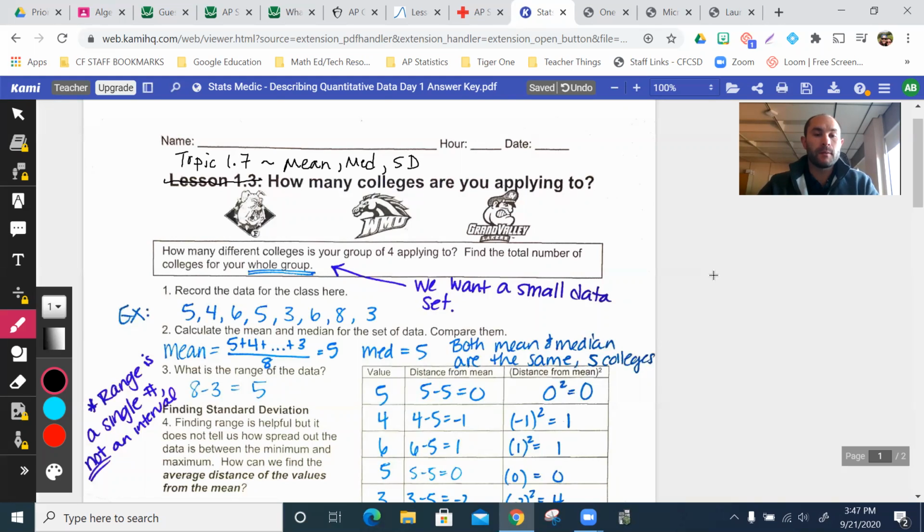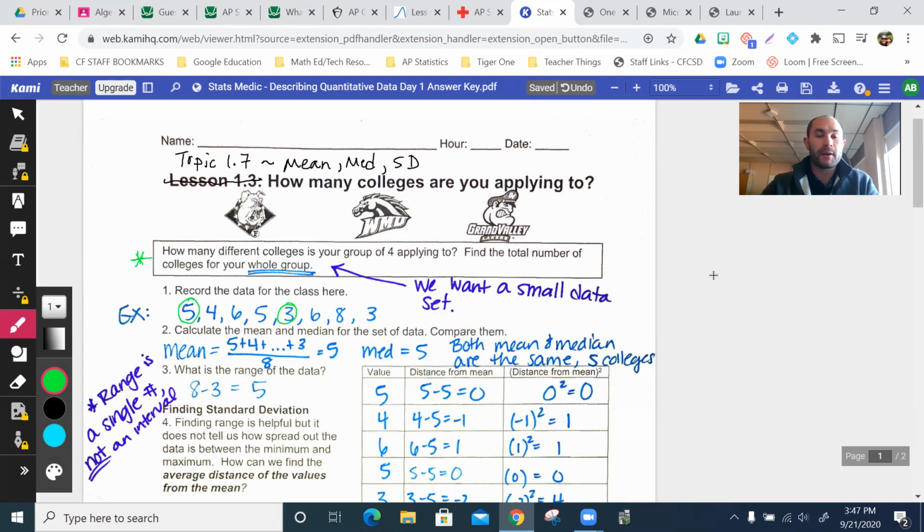So let's say, and we kind of did this in class, we did it with a spreadsheet, but I'm going to re-explain standard deviation, everything using this question and writing it out. How many different colleges have you applied to in your group before? And record the class data here. So let's say we had 8 groups, and these are how many colleges they applied to. One group had applied to 5 total colleges, another applied to 3, we had 2 groups that applied to 3, and one group, our maximum, applied to 8.